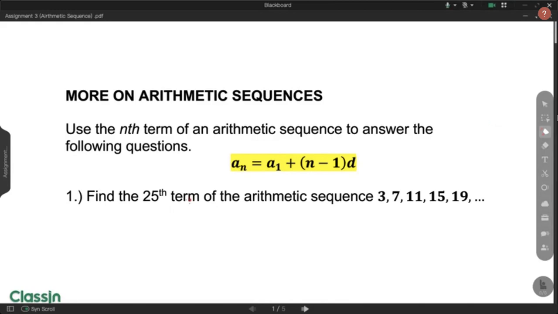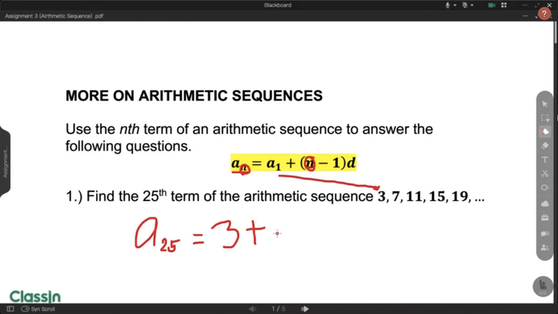Number 1. Find the 25th term of the arithmetic sequence 3, 7, 11, 15, 19, and so on. Okay, we have a sub 25 equals a sub 1. This is our a sub 25, the nth term, the 25th term. A sub 1 is 3, that's the first term. 3 plus, and here is 25. Whatever number you put here shall be the same number that you put there.